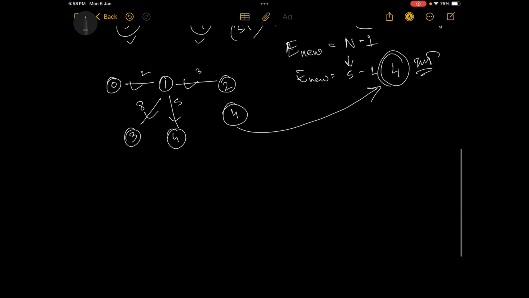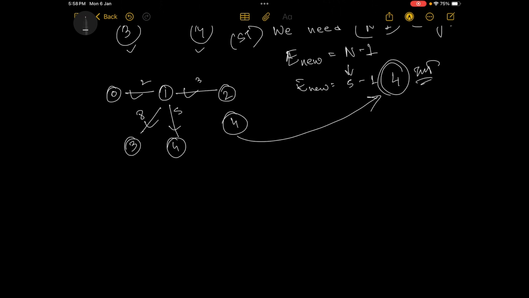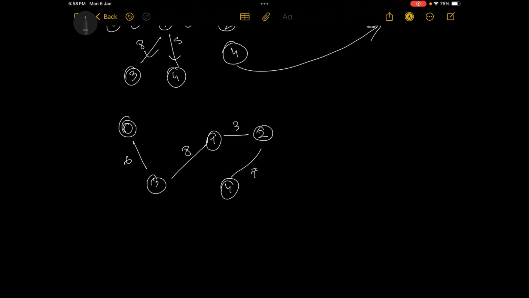Now one thing which we must understand is that a graph can have multiple spanning trees. Another example could be 0, then 3, then 1, then 2 and then 4, and obviously 6, 8, 3 and 7, right. And there can be other spanning trees as well.